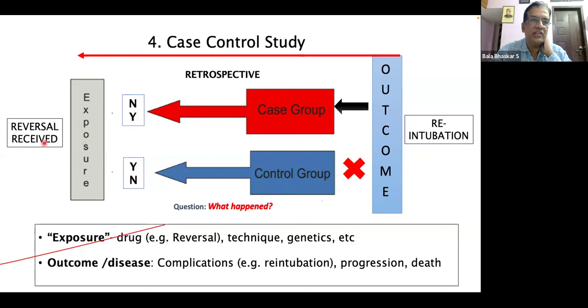And this is all based upon the reversal. That is called exposure. I hope you understand. Exposure means giving a drug, for example, reversal with neostigmine and assessing the recovery of the patient, or a technique. So somebody is subjected to some technique in terms of an outcome, or it could be genetics or whatever. Outcomes could be, for example, the reintubation in this set of patients, or it could be complications, or it could be death also. So trying to go back in time after detecting the exposure for a particular outcome that has already occurred is called a case control study.